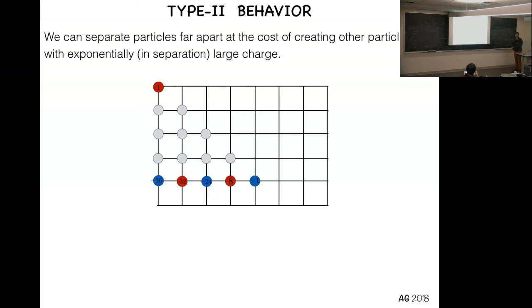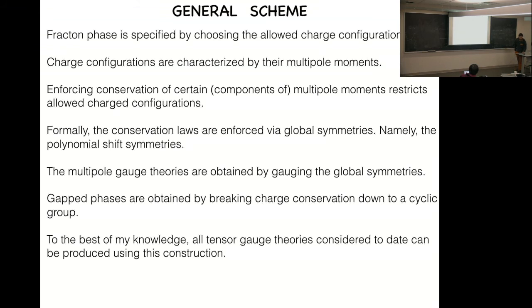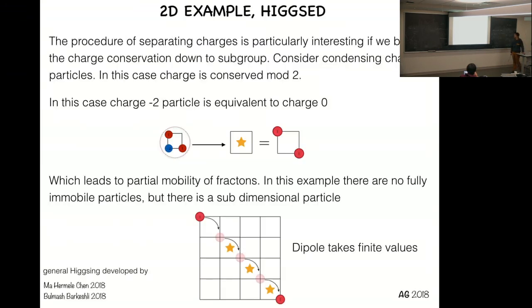You can just move the dipole. So you can view this as separating this charge from here. We are moving it up, but the more we move it forward, the higher charge we end up with at the bottom. I think the general scheme is clear. We choose the polynomials, we write down the effective theory, we gauge the symmetry that corresponds to those polynomials, we end up with a gauge theory, and then we play with charge configurations. So can we leverage all of this to get to the Haah code?